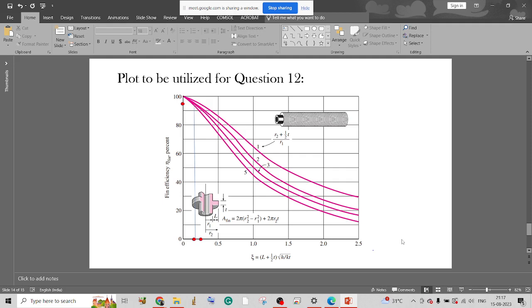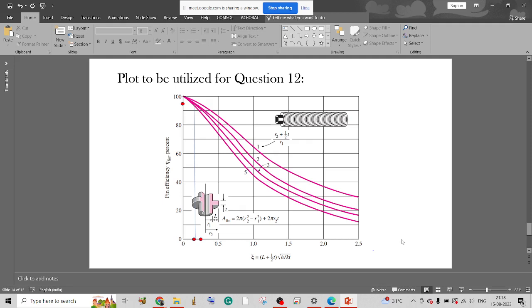So this is 0.95 into 60 watt per meter square degree Celsius into 0.00462 meter square, into 120 minus 25 degrees Celsius. So this came out to be 25 watt. Now heat transfer from the unfinned portion, that is, if these are the fins, the spaces between the fins. From that portion we need to find out the heat transfer.